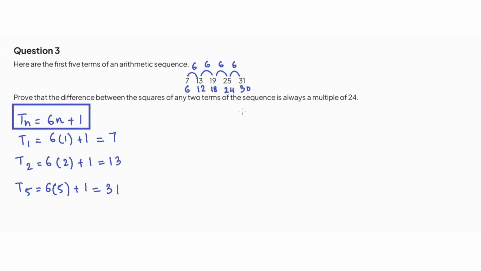Now, moving on to what the question is asking us to do. We have to prove that the difference between the squares of any two terms of the sequence is always a multiple of 24. If the nth term is 6n plus 1, and this is the first term that I pick, then the one after this would be 6n plus 1 plus 6, which is basically 6n plus 7. So these are the two consecutive terms that we're going to use to prove this.